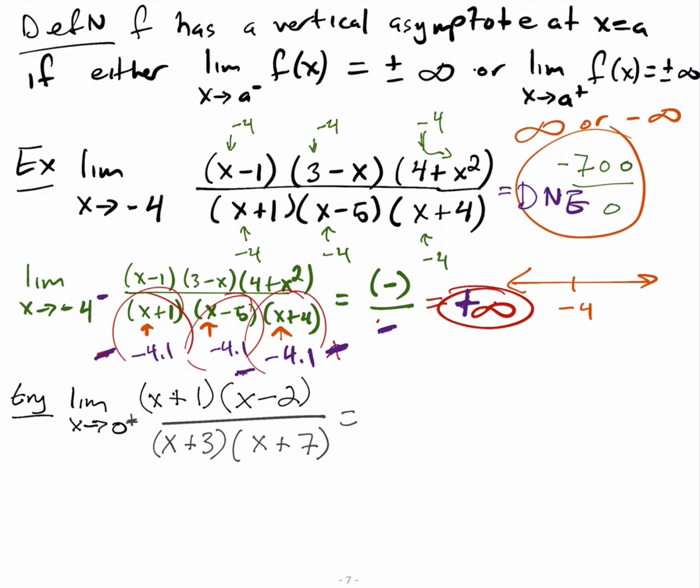Yeah? Is there a way to express negative and positive infinity other than saying it doesn't exist? You would write them separately. You would say the limit from this side is positive, and the limit from this side is negative.